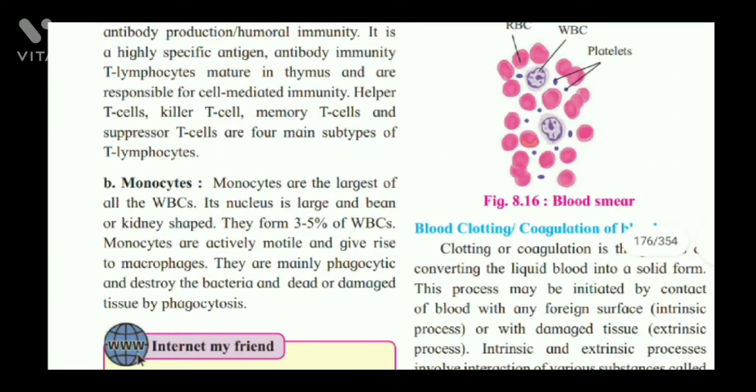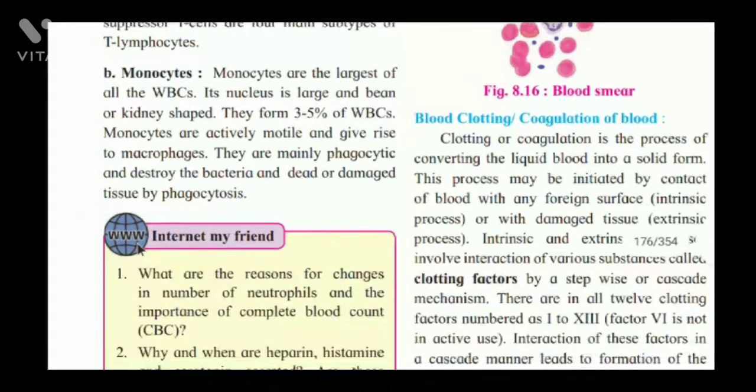Then we come to monocytes. Monocytes are the largest of all the WBCs. Its nucleus is large and bean or kidney shaped. They form 3 to 5% of WBCs, that is white blood cells. Monocytes are actively motile and give rise to macrophages. They are mainly phagocytic and destroy bacteria and dead or damaged tissue by phagocytosis.